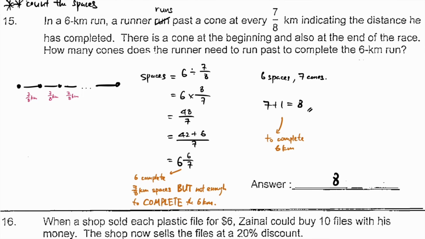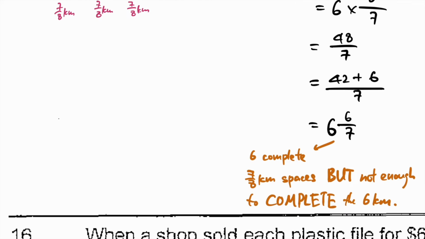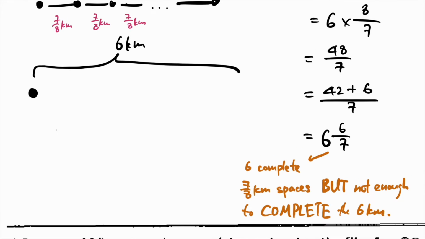So what does that mean to complete the 6-kilometer run? How many cones does he need to run past? To complete, you will have to run past one more cone, which is 7 plus 1. Why? Because I'm going to illustrate what I have in my mind, okay? So based on our calculations, for the total length of 6 kilometers, I'm going to have one cone at the beginning, and we're going to run past 6 of them. So 1, 2, 3, 4, 5, 6.